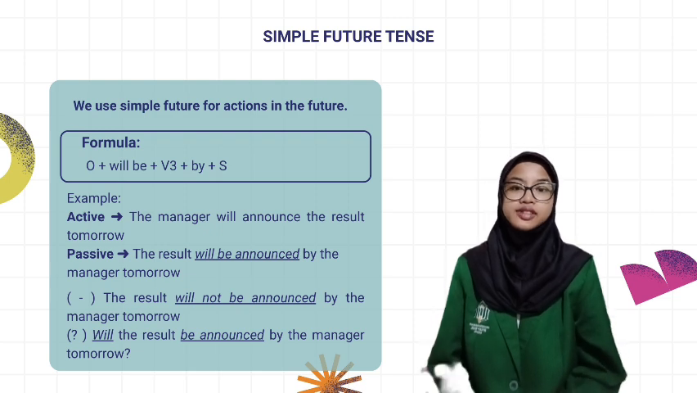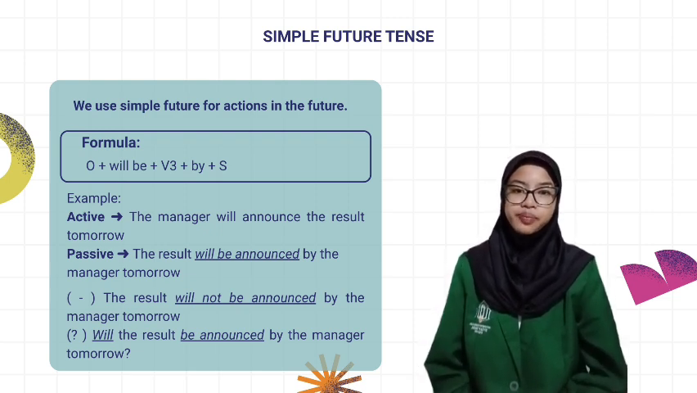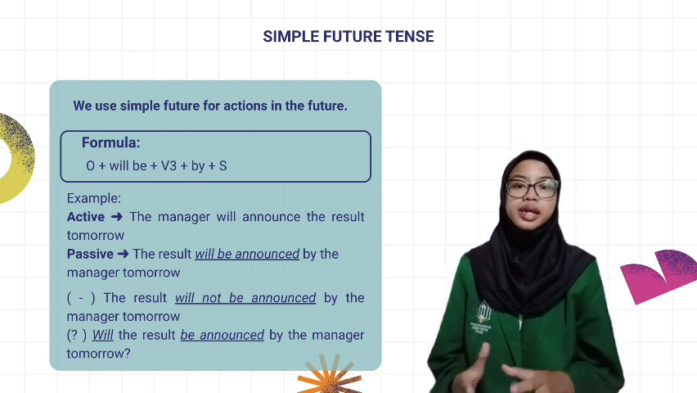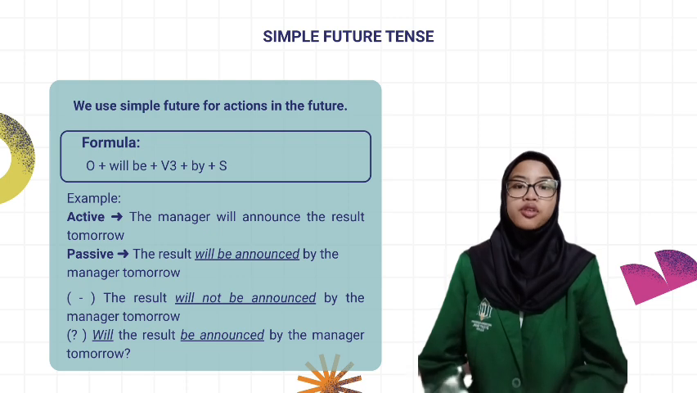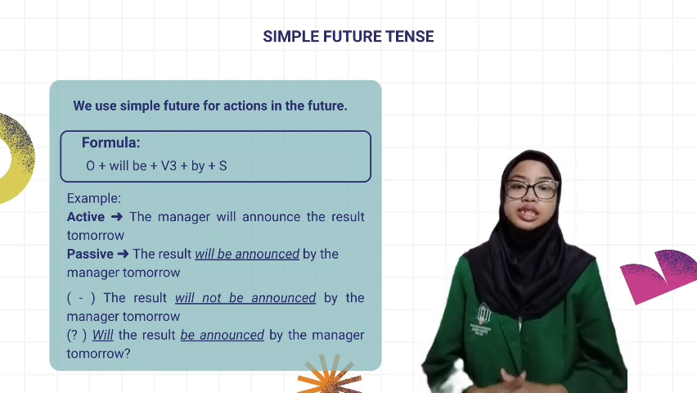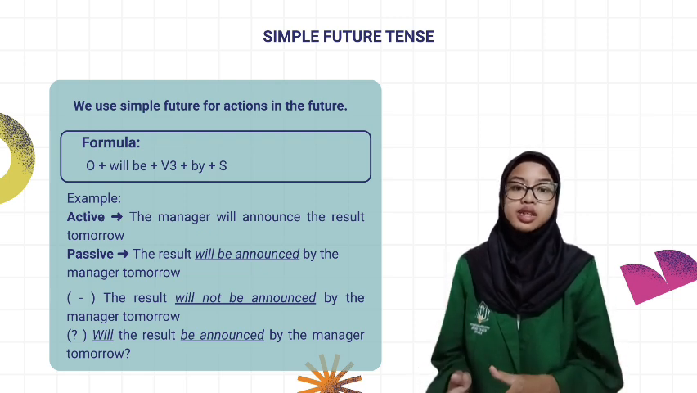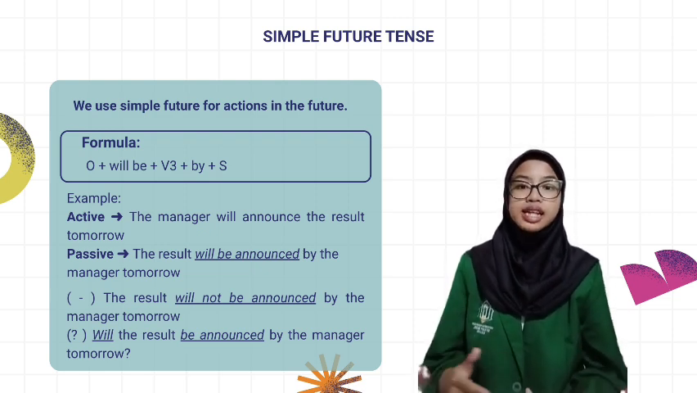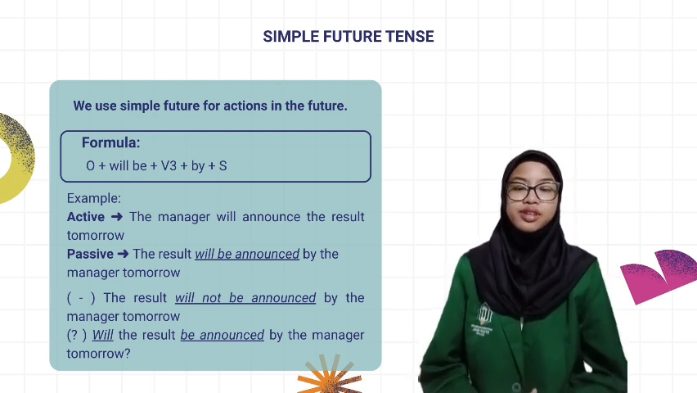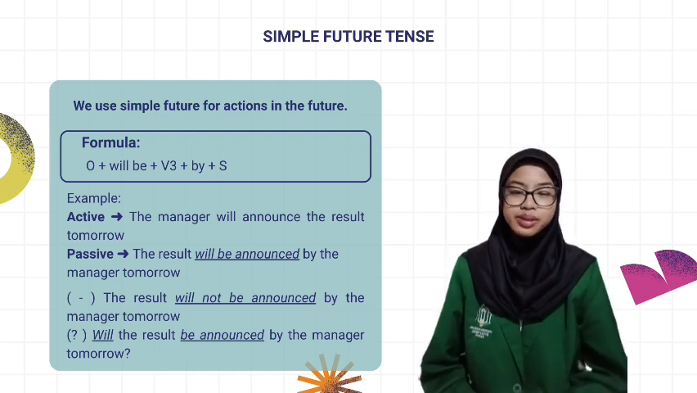Example, active sentence: the manager will announce the result tomorrow. Passivnya: the result will be announced by the manager tomorrow. For future passive, we use will be plus verb 3. Negative sentence: the result will not be announced by the manager tomorrow. Interrogative: will the result be announced by the manager tomorrow?